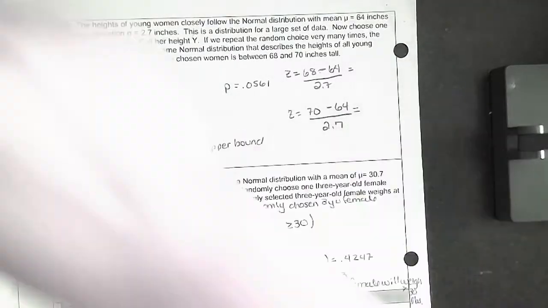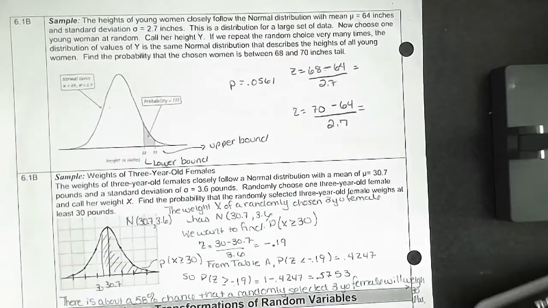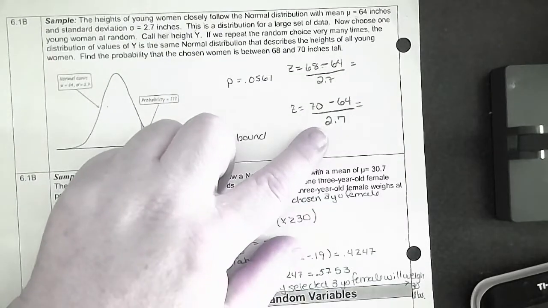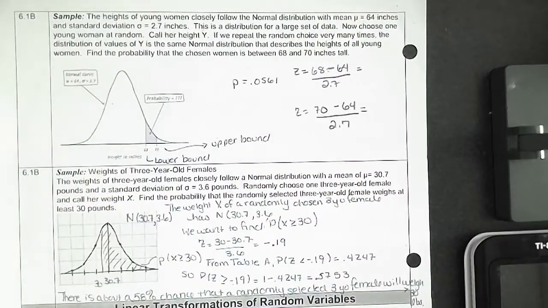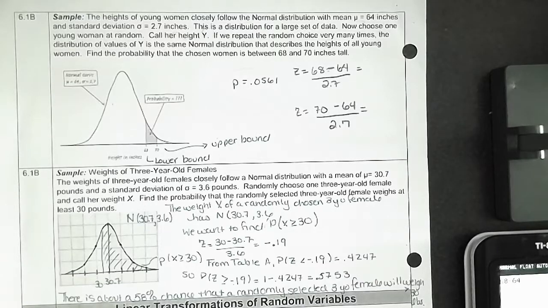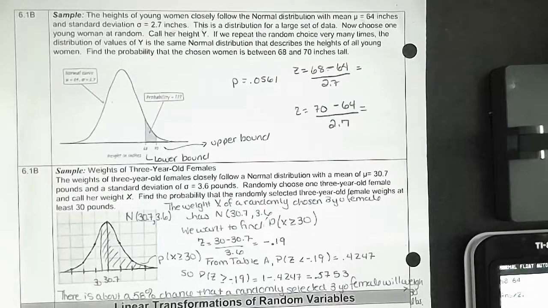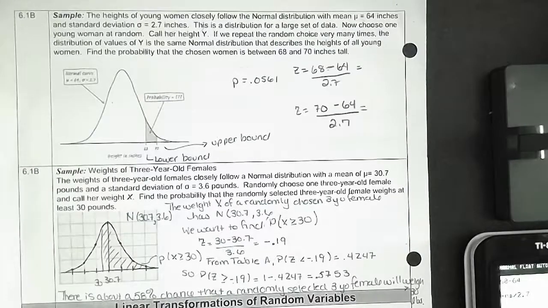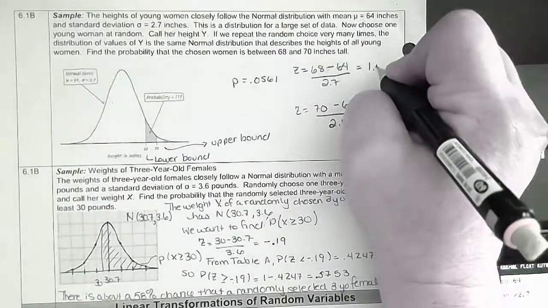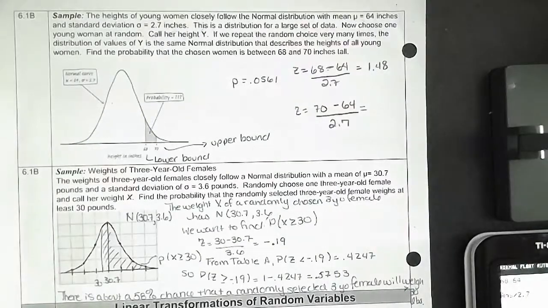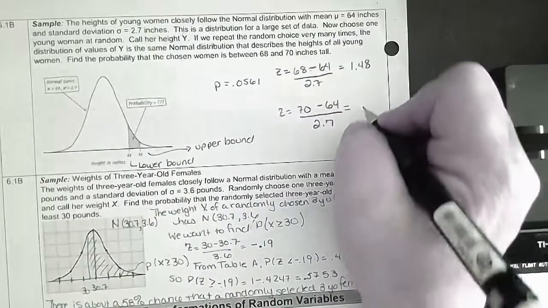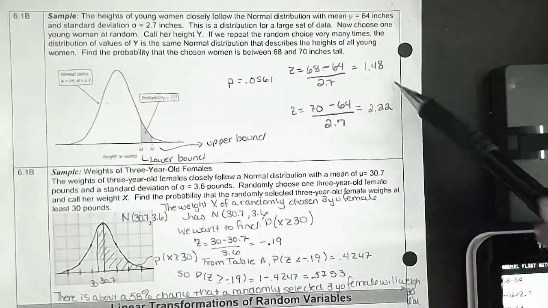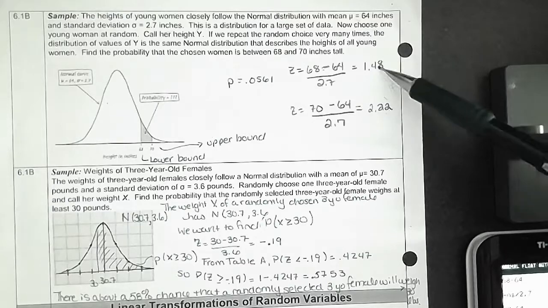If I were to look these two up on table A, I would get specific values for them. But let me go ahead and get the z-scores. I do 68 minus 64, divided by 2.7, and that gives me 1.48. Then I do 70 minus 64, divided by 2.7, and I get 2.22. I look at both of these on table A, and I take the difference between these two areas, and that would give me the probability.